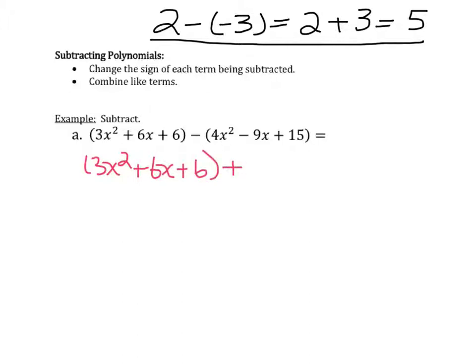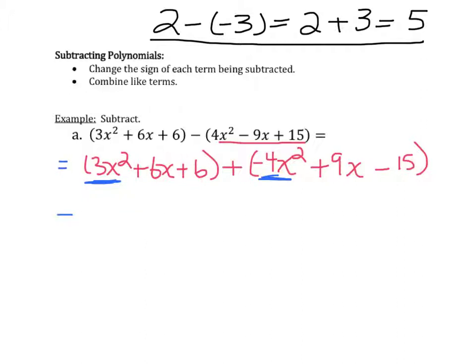I'm going to take the 3x squared plus 6x plus 6, change my subtraction to addition, and do the opposite: negative 4x squared. I have to do the opposite of every single thing inside of this parentheses here. So that's going to be a plus 9x minus 15. And now I can apply the same rules that I just used in the previous example, where I just combined like terms. And so this is going to equal a negative x squared.